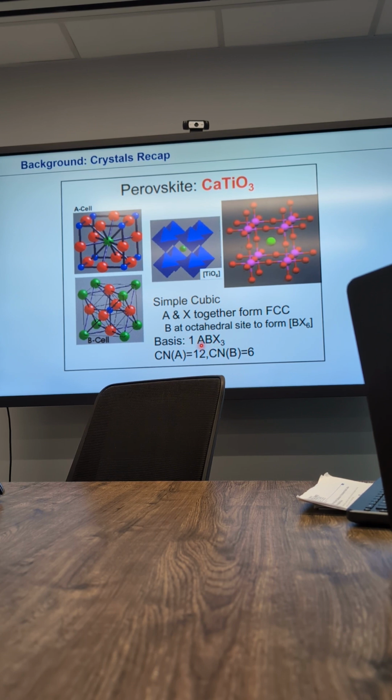So your A would usually be your metal cation. Your B, it can be organic, it can be inorganic, but they are both cations. And then your X is an anion, usually a halide. And this is the coordination number. So your coordination number of A is 12 atoms. It's usually simple cubic if you have the A cell. And when you have the B cell, it is FCC. And you have the B cell in the octahedral site.